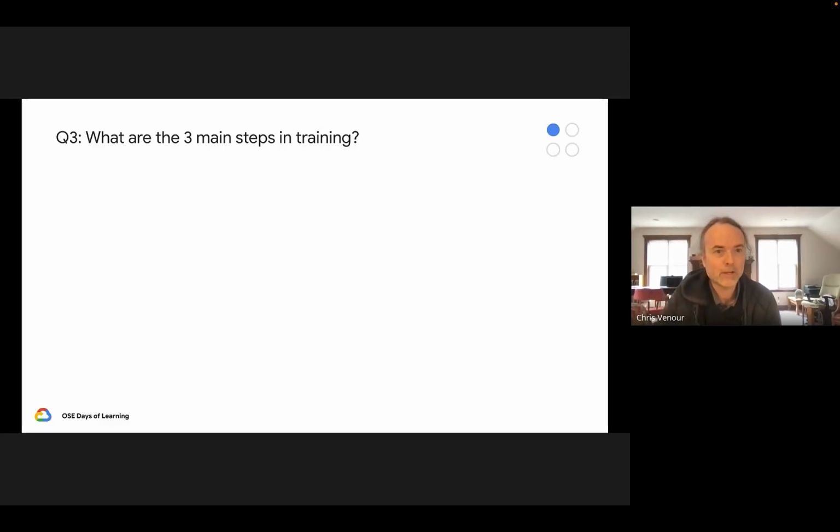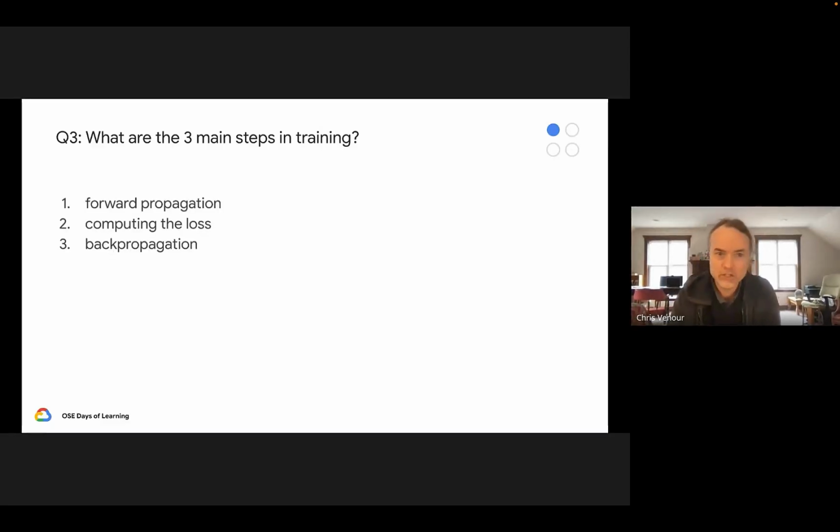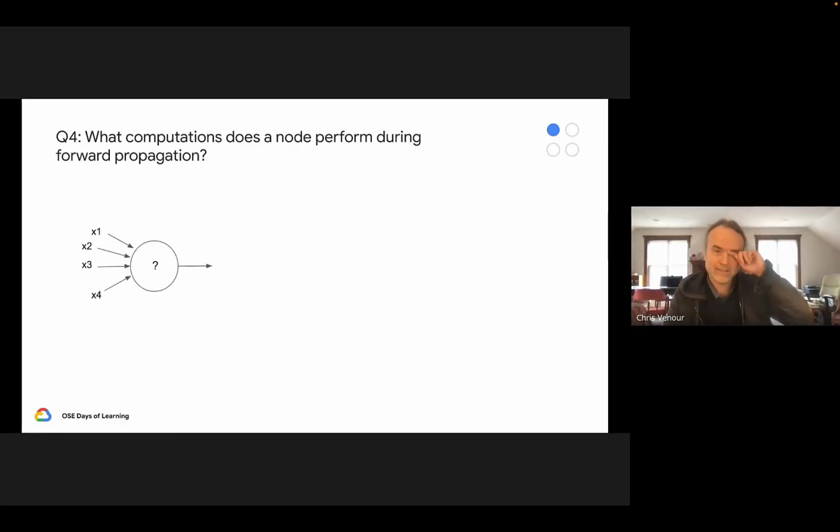Yeah, Terry got it. Forward propagation, computing the loss, and back propagation. And then the last question is, what computations does a node perform during forward propagation? Wow, maybe I won't ask people to respond there because there's a lot, it's very mathy.